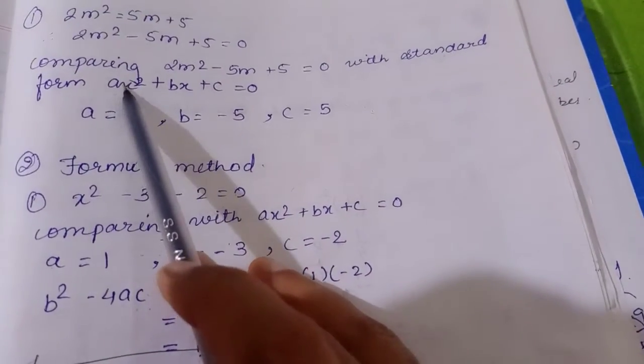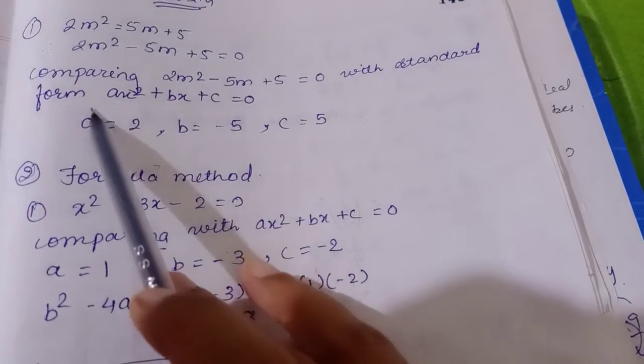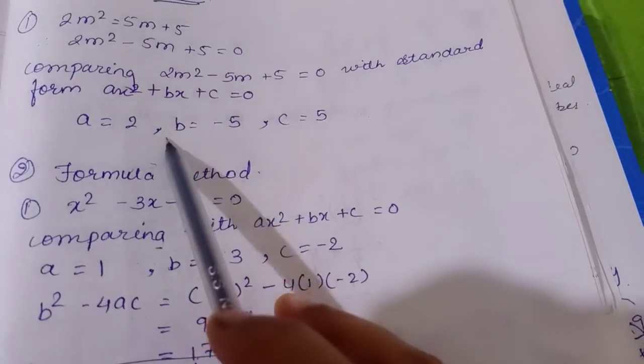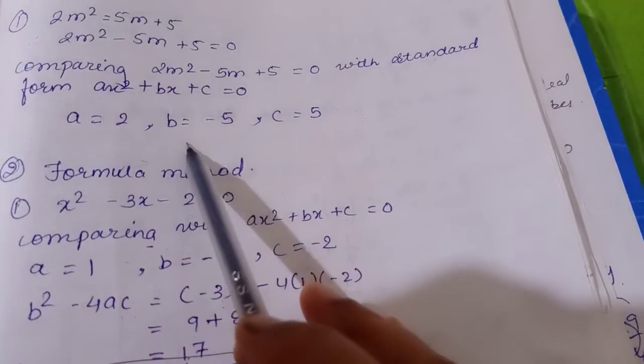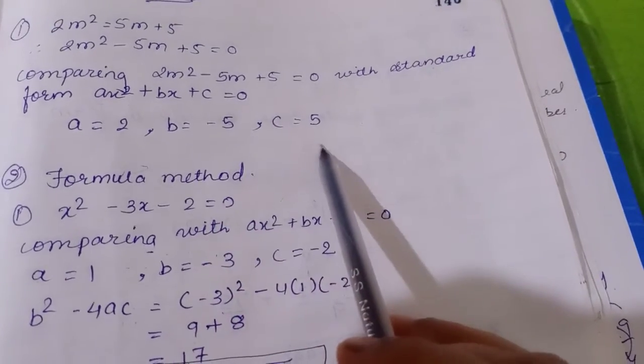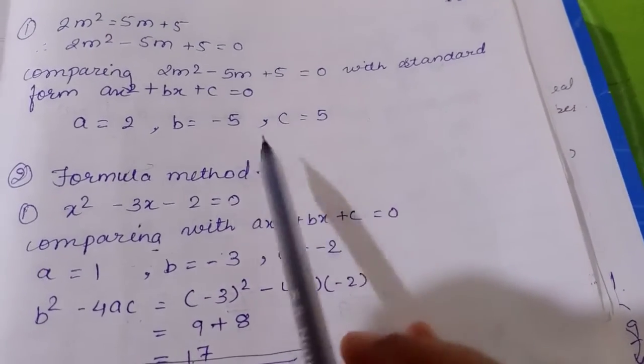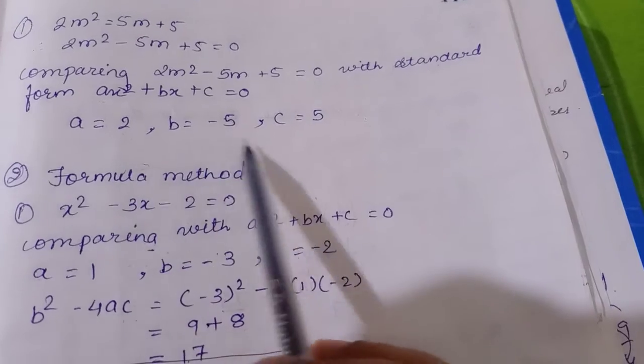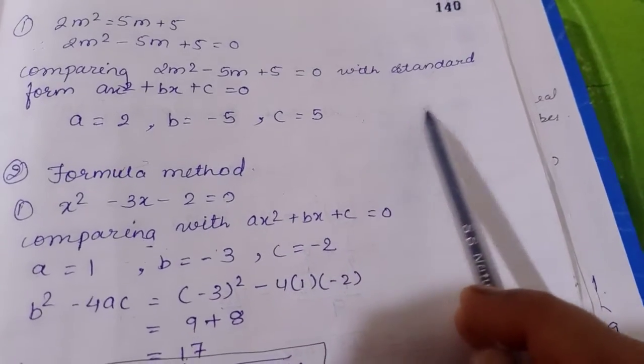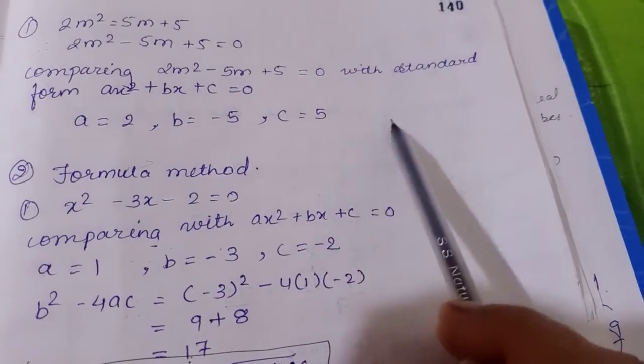Now we have to compare these two. As we compare, we can see in place of a we can write 2, in place of b we can write minus 5, and in place of c we can write plus 5. So we got the values of a, b and c, and such kind of question is asked in the board for 1 mark. So kindly practice it.